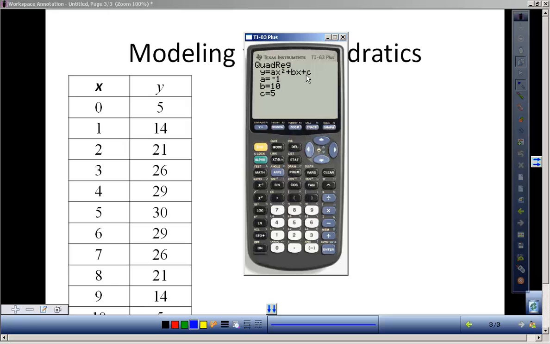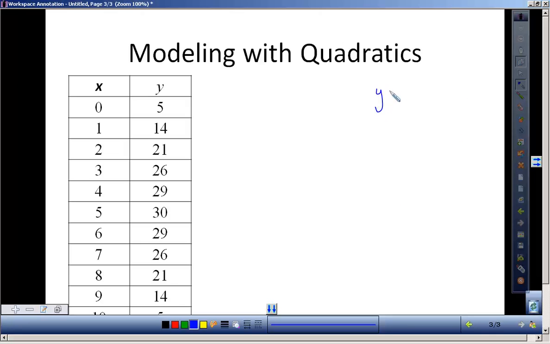If we hit enter, notice y equals ax squared plus bx plus c, so it's giving us our answer in standard form. A is -1, b is 10, and c is 5. So that means that my equation is y equals -x squared, you can put the 1, you don't have to put the 1, plus 10x plus 5. And that is the model. Don't forget, the model is the equation. The model is our predictor, our fortune teller.